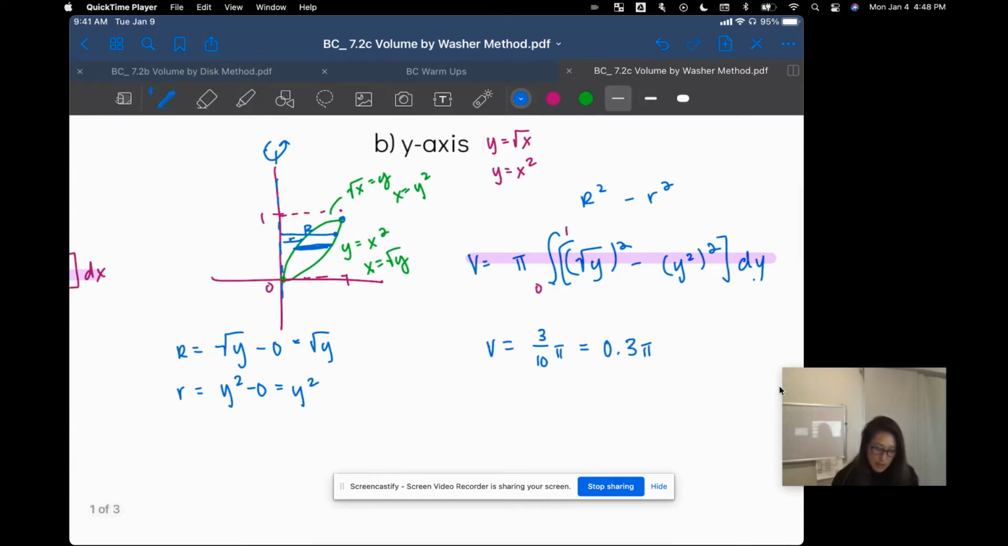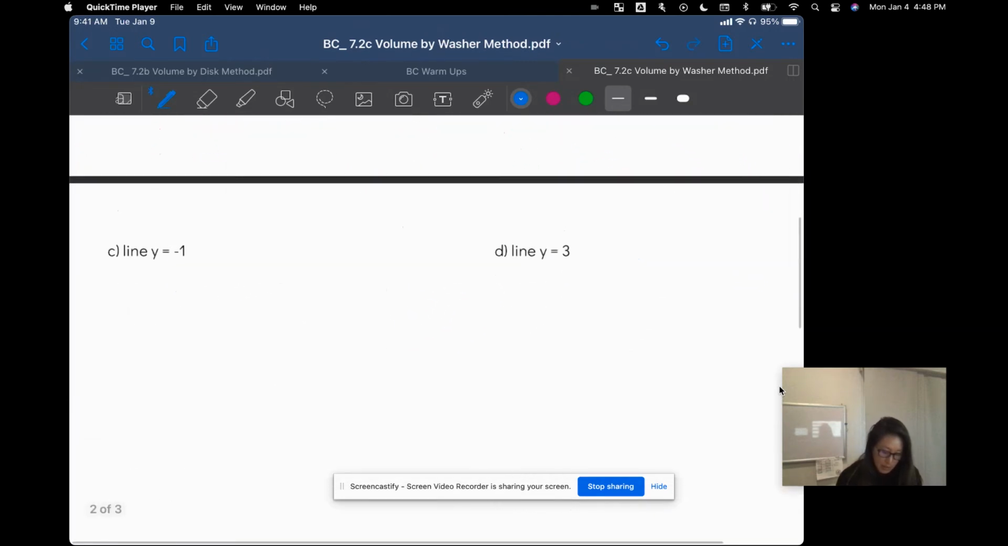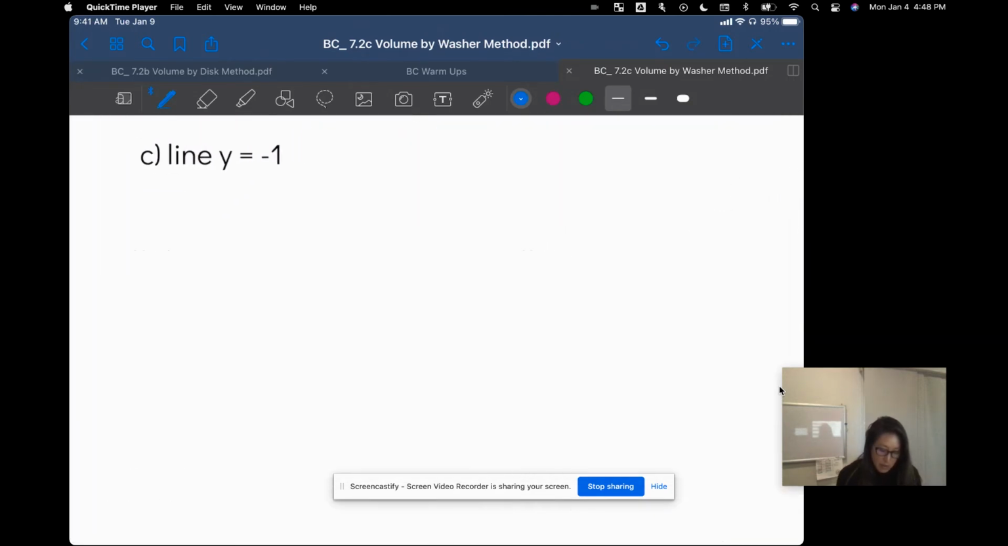All right, up next, same area to start with, but we're gonna rotate around the line y is equal to -1. So I'm starting with the line of rotation at y is equal to -1.